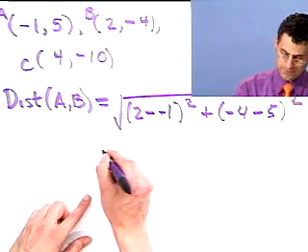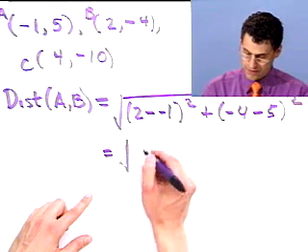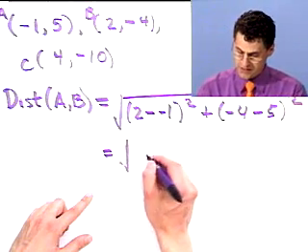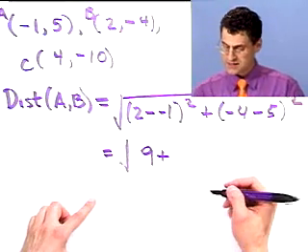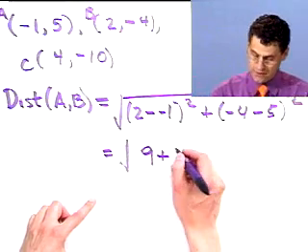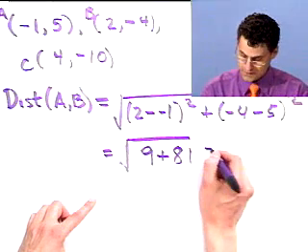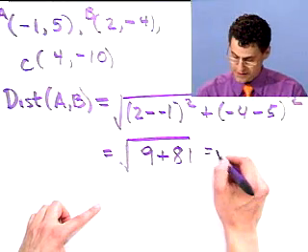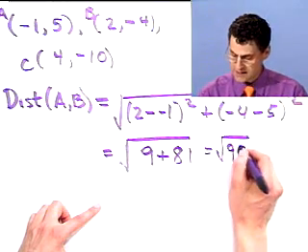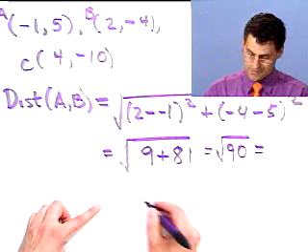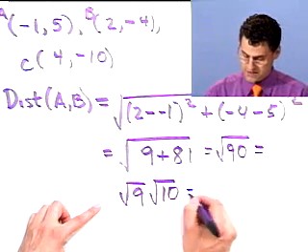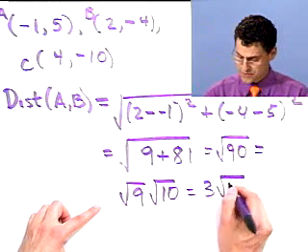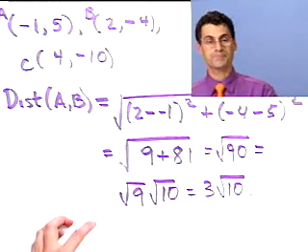And what does that equal? Well, that equals the square root of 3 squared, which is 9, plus minus 9 squared, which is 81. And so this is the square root of 90, which I can simplify a little bit, because that's just the square root of 9 times the square root of 10. The square root of 9 is 3, so I see 3 square root of 10.